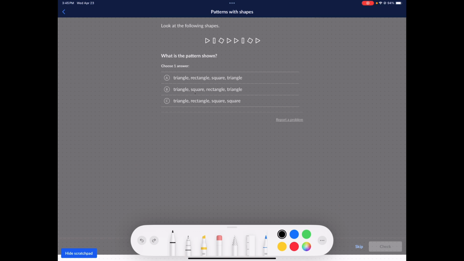No, it says it's a square. But the square is the third option, so it's not B. And now, what is this shape? And the fourth one. It's a triangle. Does choice C demonstrate that? No, they say that it is a square, but it's a triangle. So the best option is triangle, rectangle, square, triangle, which is clearly demonstrated in this pattern. So A is our best answer.